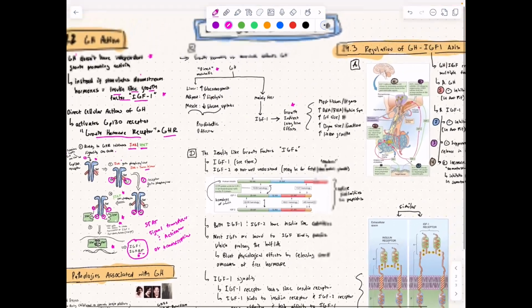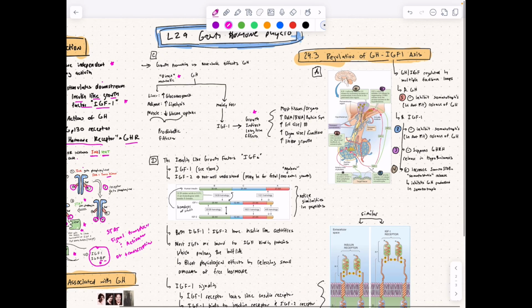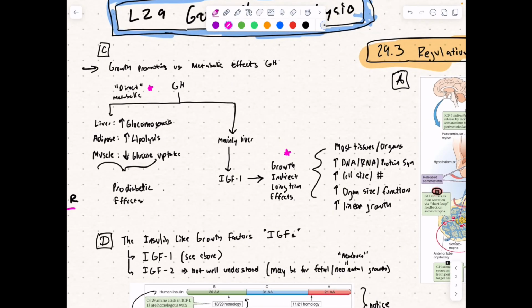All right, so moving on, we have started to mention this, but we have the actual effects of growth hormone on the body. We have a direct metabolic effect, so it's going to cause the liver to increase the amount of gluconeogenesis that it's doing to produce more glucose. We have the adipose tissue going to increase lipolysis, so give us more energy, and then muscle is going to decrease its glucose uptake.